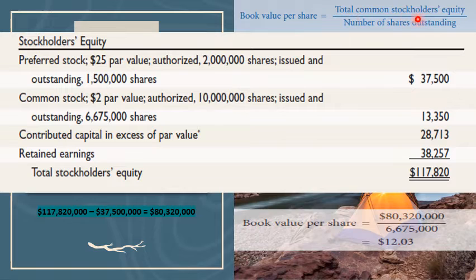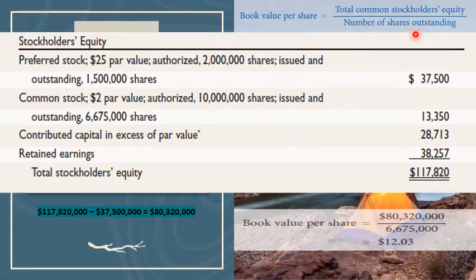How to compute the total common stockholders' equity? Of course, this is not the one. This is not 13,350, but we will get it from the total stockholders' equity, and we'll just deduct the preferred stock here in this example. So we will deduct 37,500 from 117,820 million, and we will get these figures: $80,320,000. So here we have now the total common stockholders' equity.